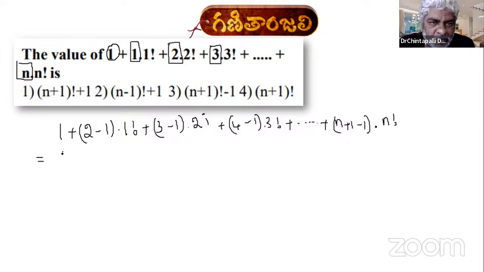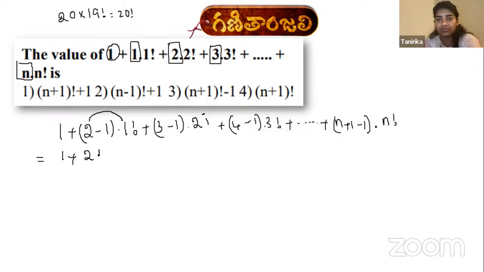See, 1 plus 2 into 1 factorial. Can you tell? 2. Previously, we did some practice on it. 20 into 19 factorial is equal to 20 factorial. Same way, 2 factorial. Minus 1 into 1 factorial, 1 factorial only. 1 into anything is itself. 1 into x is equal to x. 1 into y, y. Right.